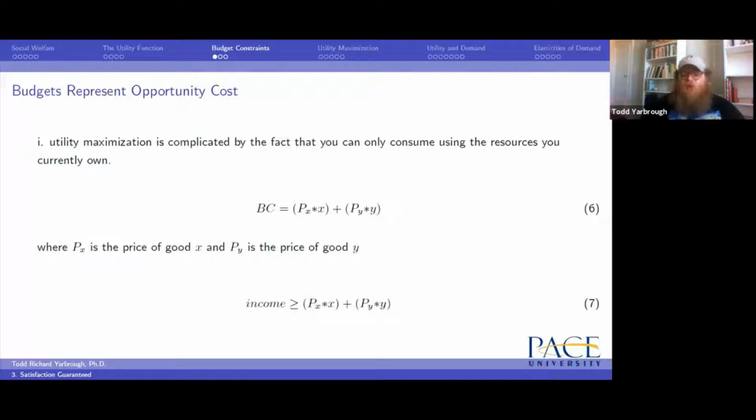And the basic rule is that you cannot consume an amount of X and Y that would cost you more than your income, right? This is the constraint of your income. You cannot consume beyond your income. And so utility maximization becomes a puzzle of maximize my utility subject to my budget constraint.